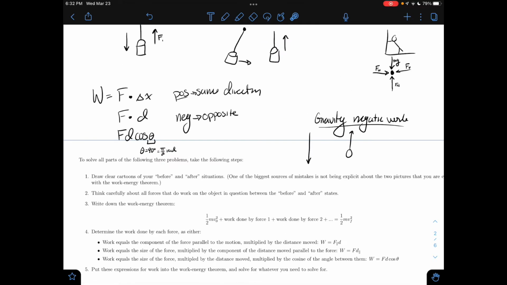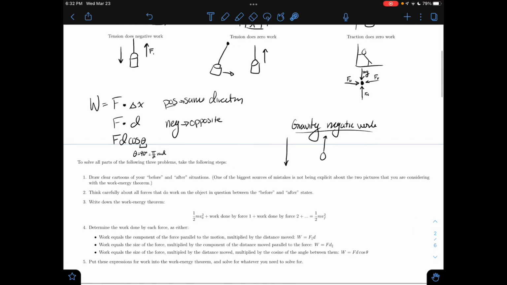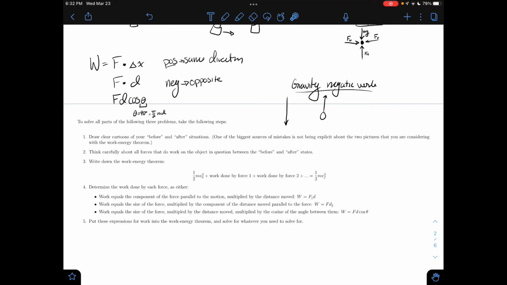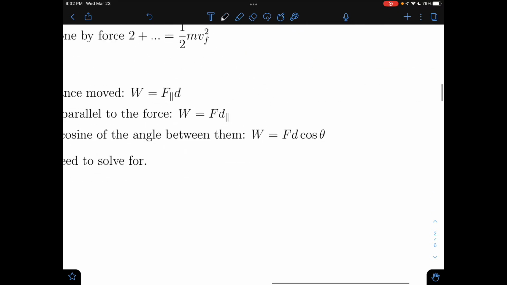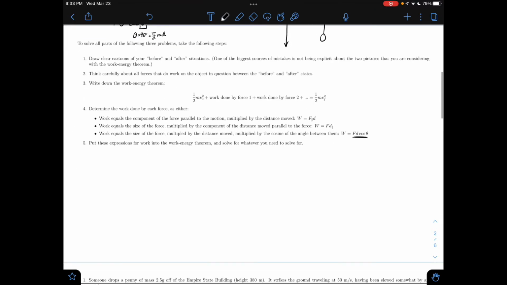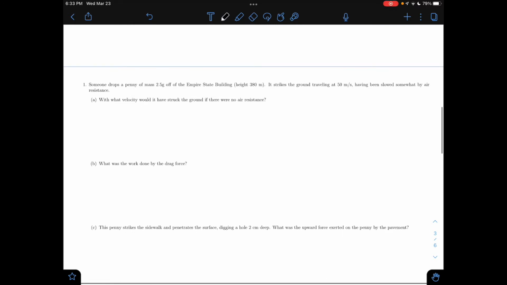Now it's time to actually start thinking about the work energy theorem and how we're going to be using it. Right? And again, when it says cosine theta, it's very important. That's the angle between the two vectors, not just whatever angle we happen to find.